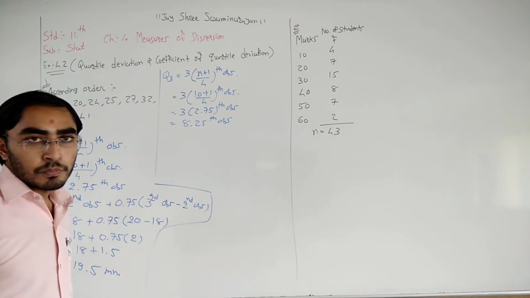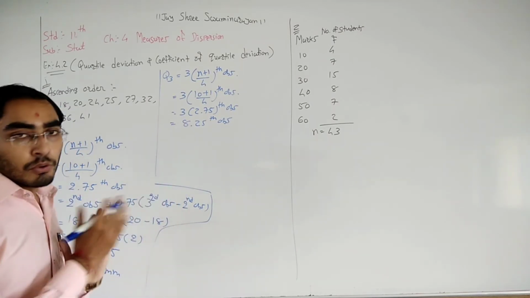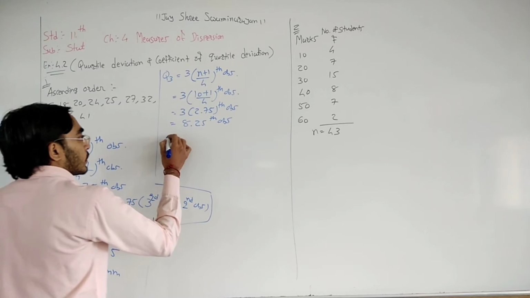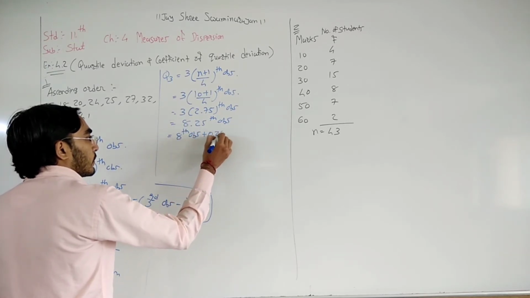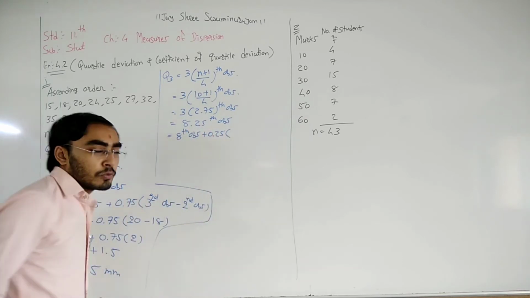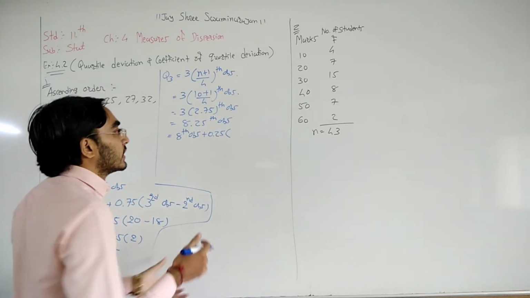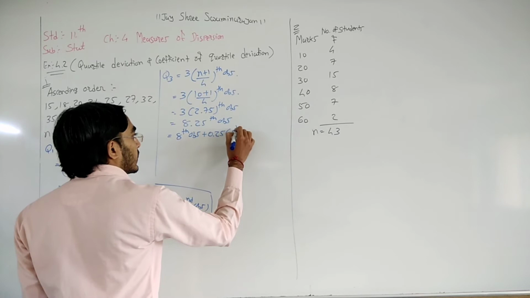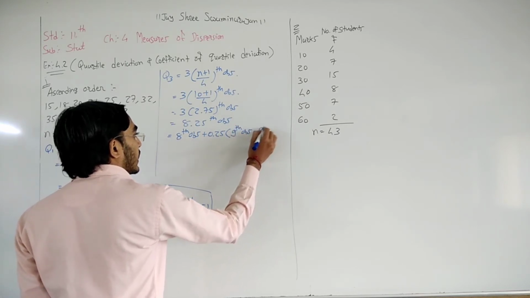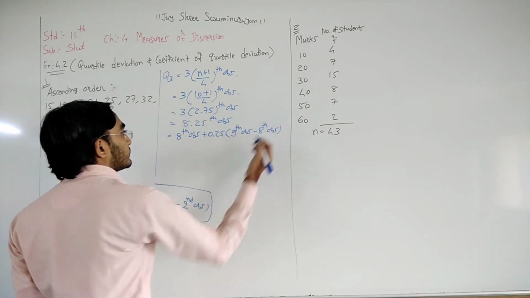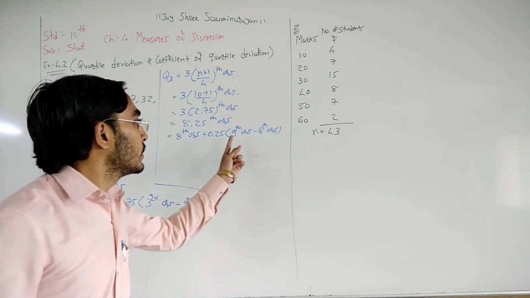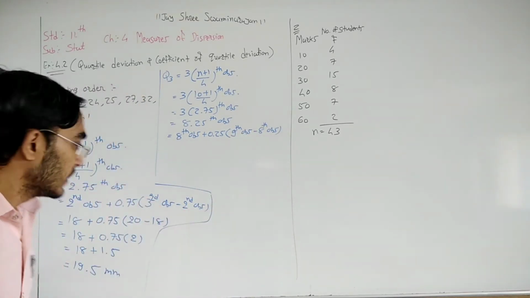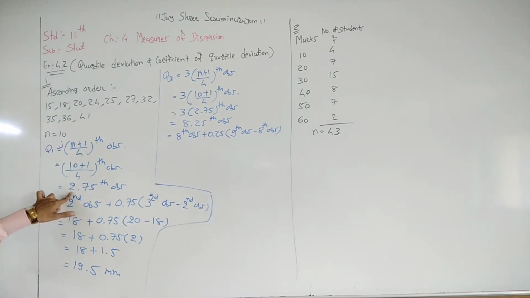Now again, we face this type of problem. So what we need to do? We need to convert this number into two parts. First of all, integer part, so 8th observation plus 0.25. Now 8.25 lies between 8 and 9, right? So 9th observation minus 8th observation. Here 2.75 lies between 2 and 3. So third observation minus second observation.